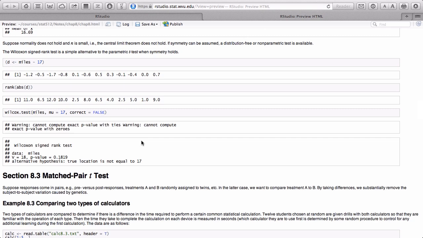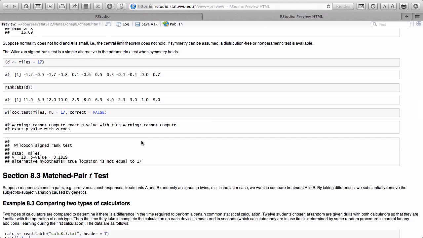If you think about it intuitively, if it's symmetric, then about half the observations should be above the mean, or the median, and half should be below, since the mean and the median should be about the same if you have a symmetric distribution. So is that true? What you could do is take miles minus 17, which is a hypothesized value. Those are the deviations from the hypothesized value.